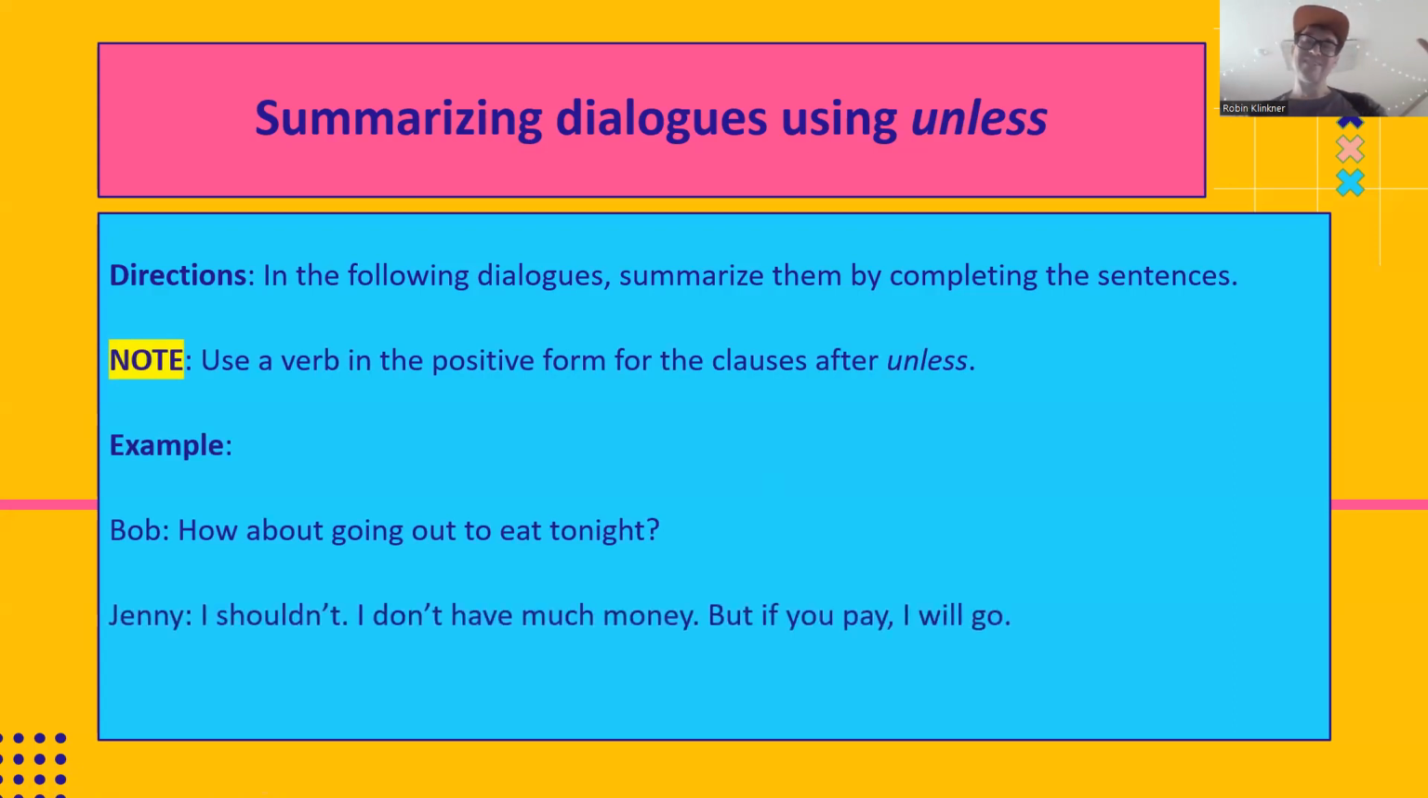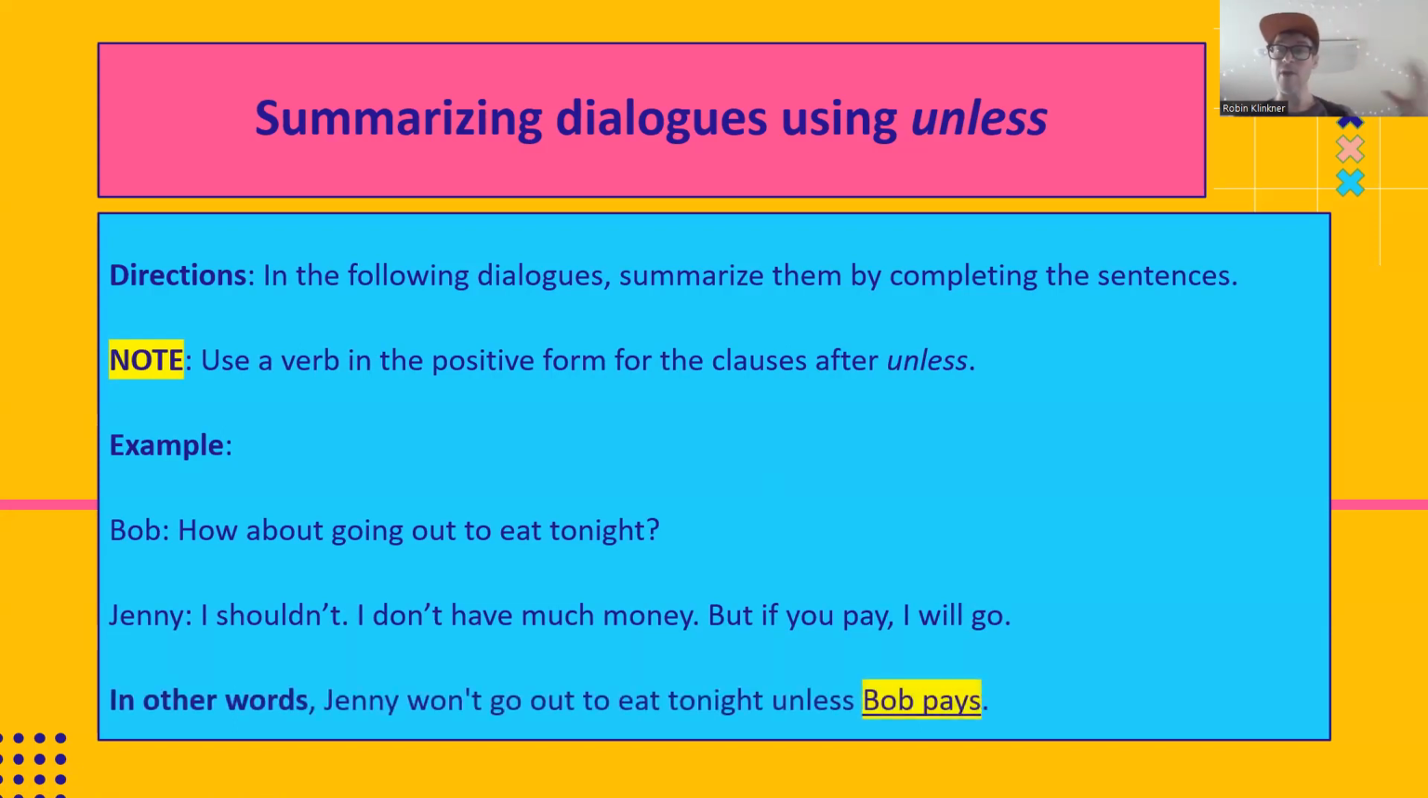Jenny says, I shouldn't. Doesn't mean I can't. It's not the same as I don't have much money. Doesn't mean I don't have enough money. I could have enough money, but I shouldn't because I don't have much money. Jenny says, I shouldn't. I don't have that much money. But if you pay, I'll go. In other words, Jenny won't go out to eat tonight unless Bob pays.